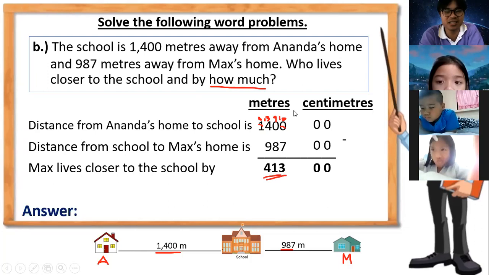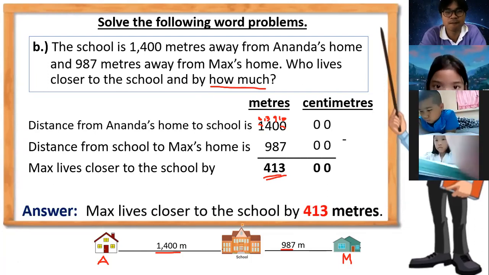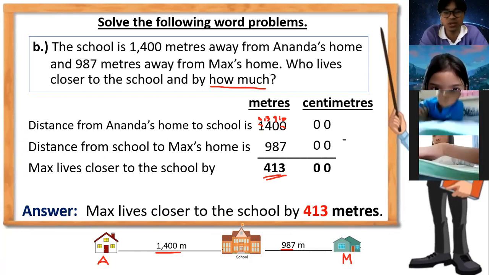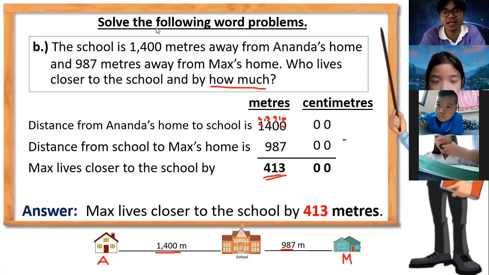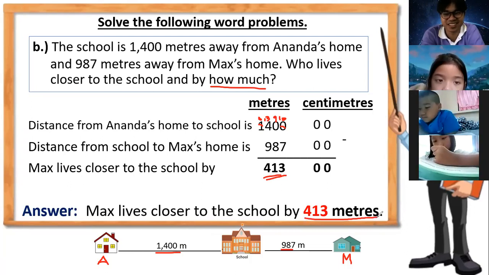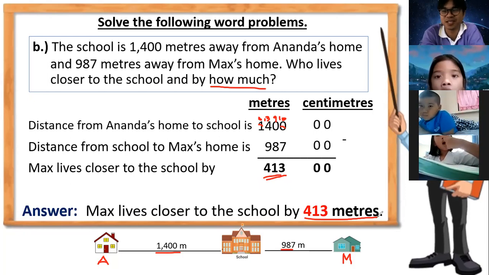Okay, answer in the form of a sentence based on the question. Max lives closer to the school by 413 meters. Like that. Okay. You understand? Easy? It's easy if you understand the problem.